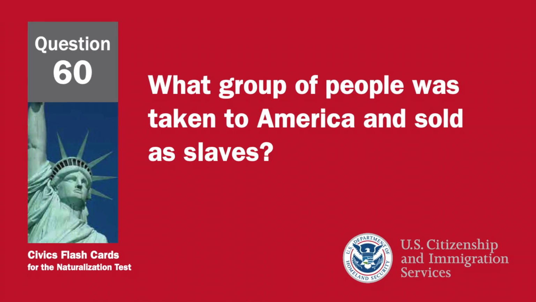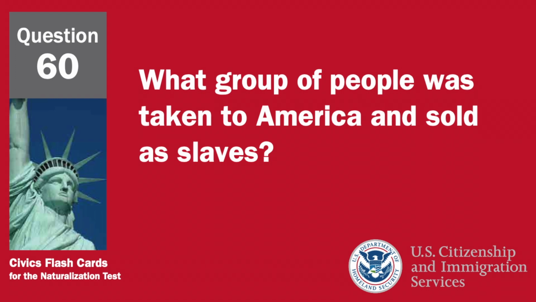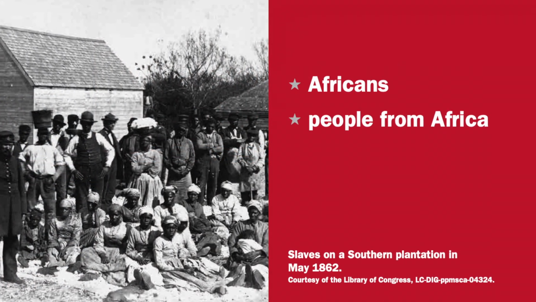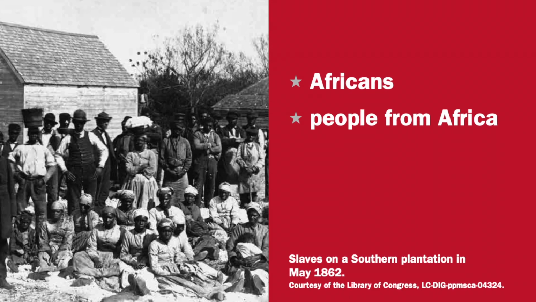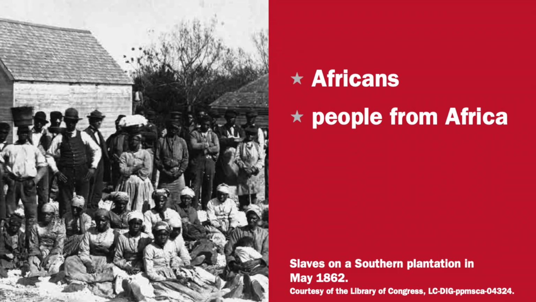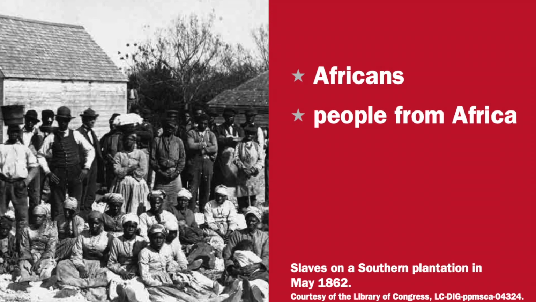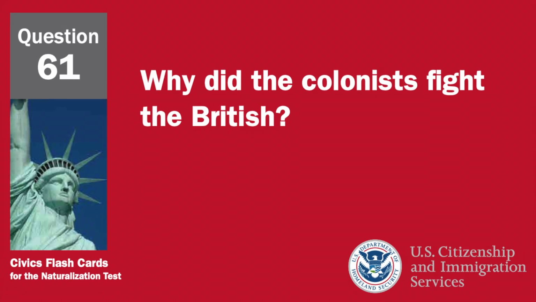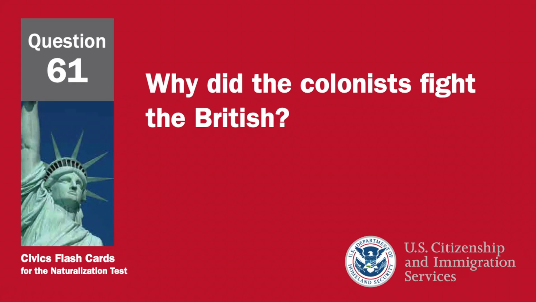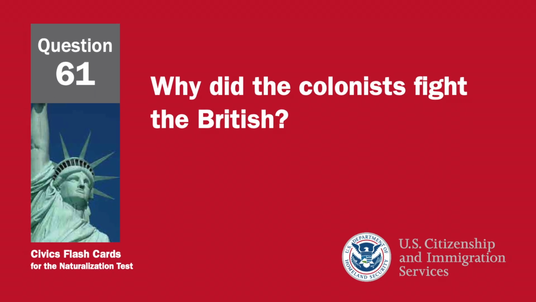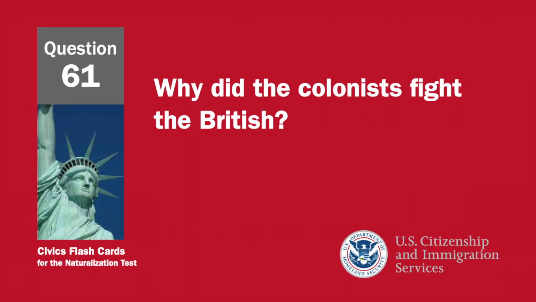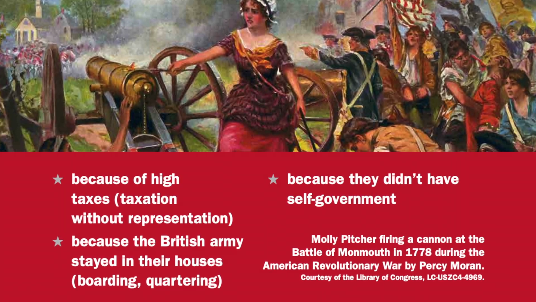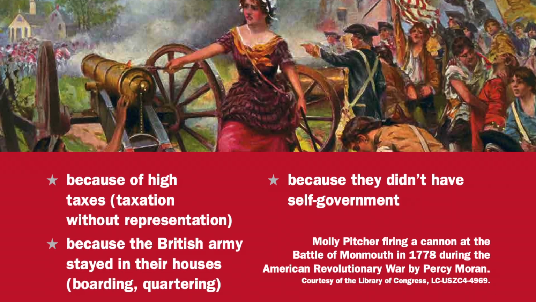What group of people was taken to America and sold as slaves? Africans, people from Africa. Why did the colonists fight the British? Because of high taxes, taxation without representation. Because the British Army stayed in their houses, boarding, quartering. Because they didn't have self-government.